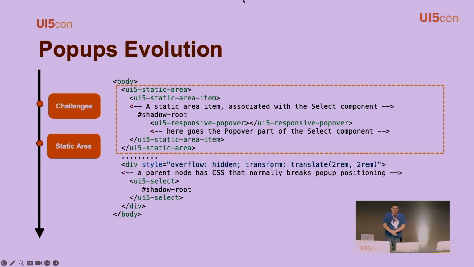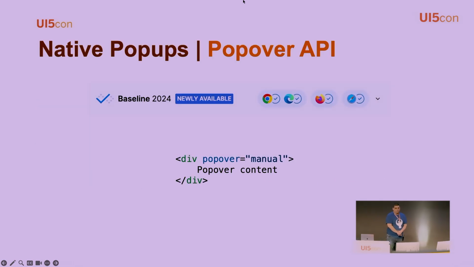But this wasn't enough for all the things, because we still had to manage the z-index of the pop-up contents, to display the pop-ups in the correct order that they are shown on the page. Then the browser standards evolved and the popover API was introduced. And the popover API allows us to display pop-up content natively by using this popover attribute.